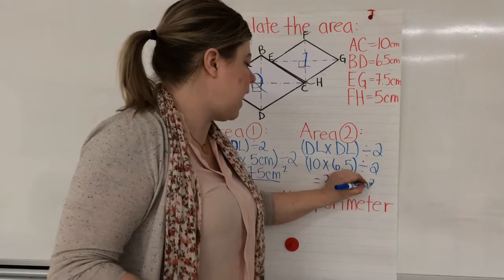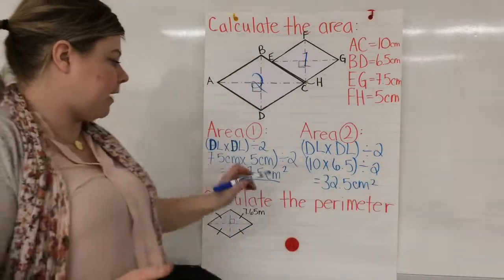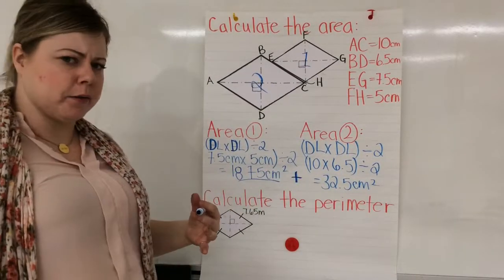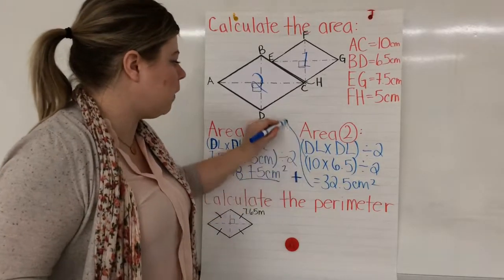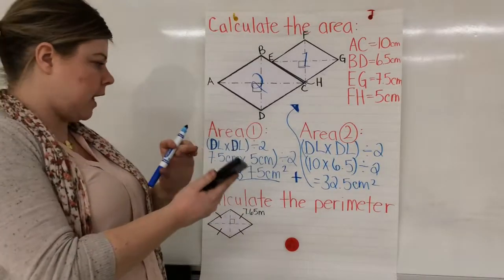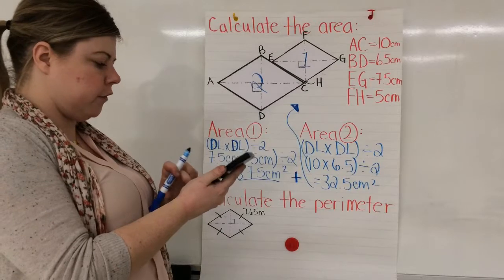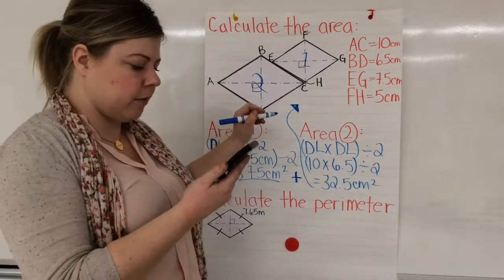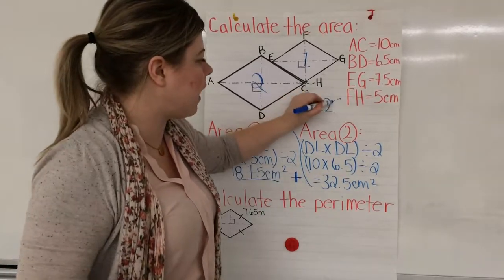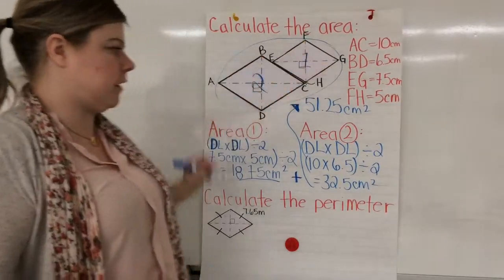And now to find out the total area, I just have to do what I do in any other composite shape, and that is add the 2 together. So I'm just going to put a big addition sign right here. I'm starting to run out of room, so I think I'm just going to put a little arrow right here, do some problem solving of my own right now. And I'm going to add 18.75 plus 32.5. And my answer is 51.25 centimeters squared for the total area of this composite shape.